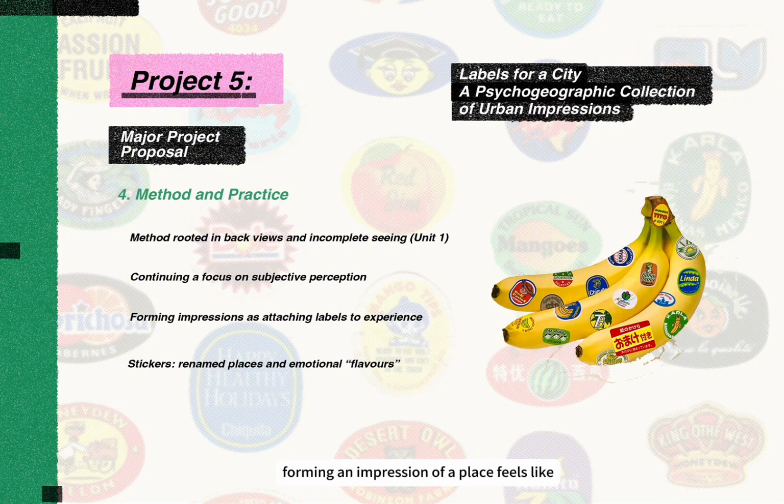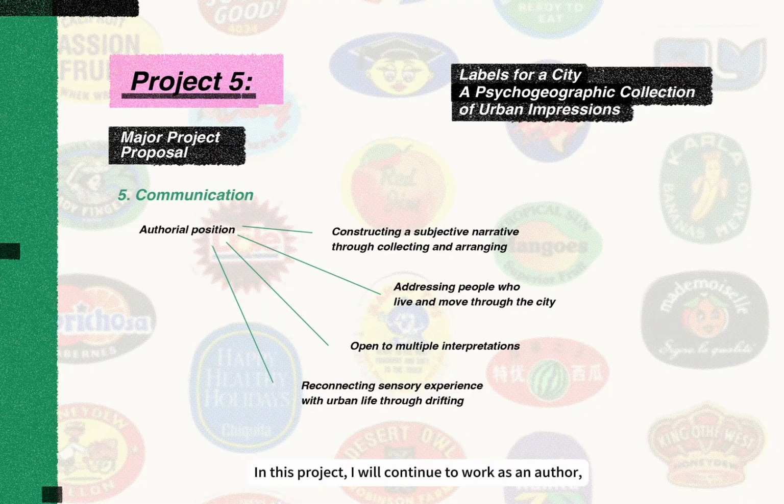While walking, forming an impression of a place feels like attaching a label to the experience. I record these moments through notes, photography, and memory, and translate them into sticker forms inspired by fruit labels. In this project, I will continue to work as an author, constructing a subjective narrative of the city through collecting and arranging personal experience. I keep one question in my mind: if someone does not know psychogeography, but has lived in London, can they still enter my work? For this reason, the project does not rely on explanation, but builds connections through shared experience.